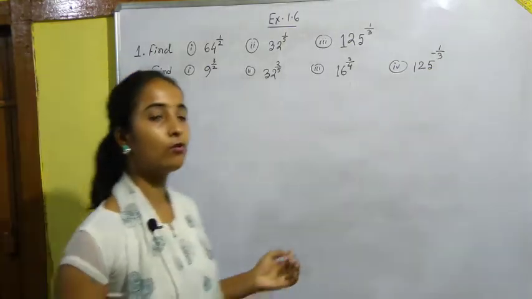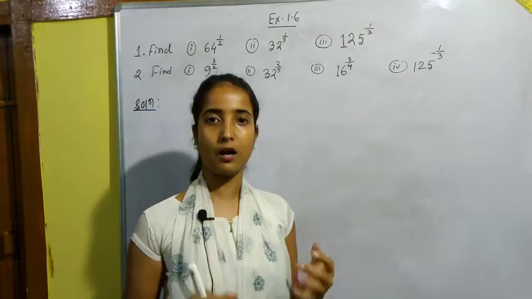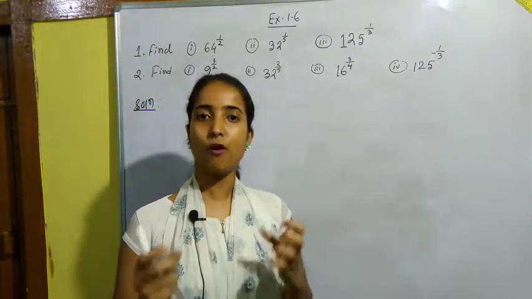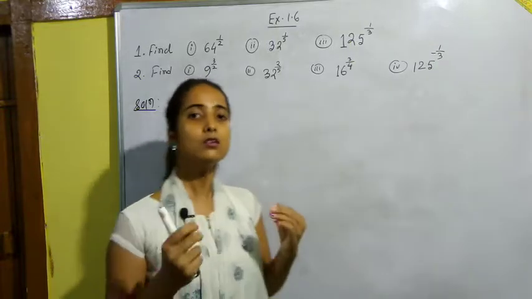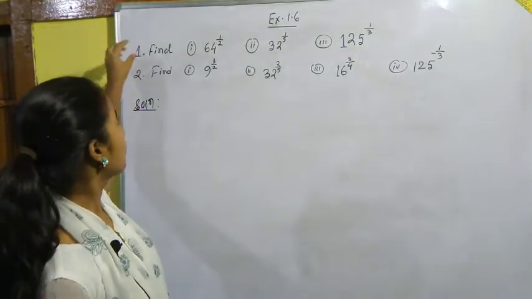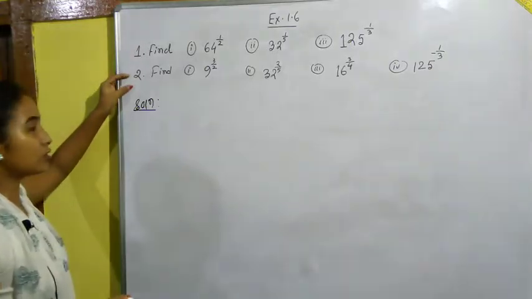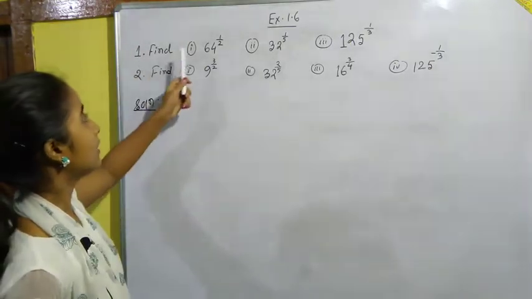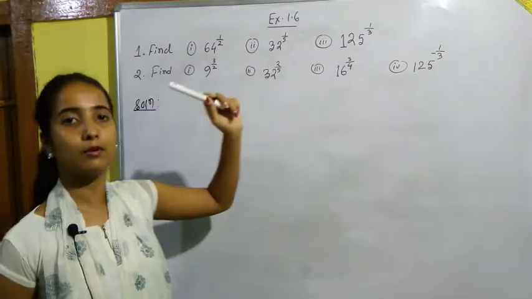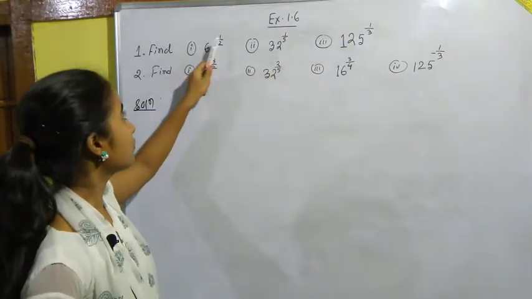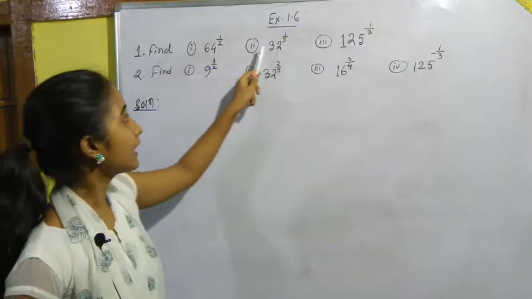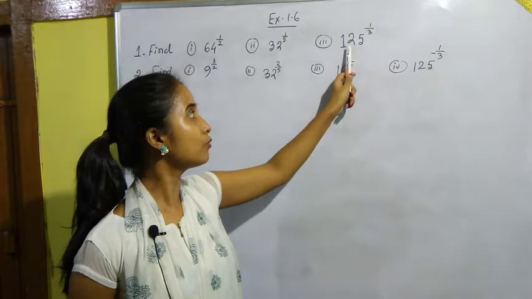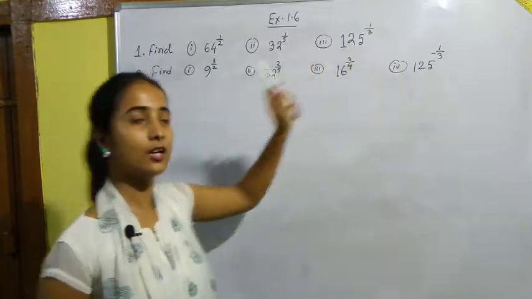Actually, question number 1 and question number 2 are both same. That means we have to use same formula and same method to solve the questions in the question number 1 and in the question number 2 also. Here in the question number 1, there are 3 exponential numbers. First is 64 to the power 1 by 2. Second is 32 to the power 1 by 5. And the third is 125 to the power 1 by 3.